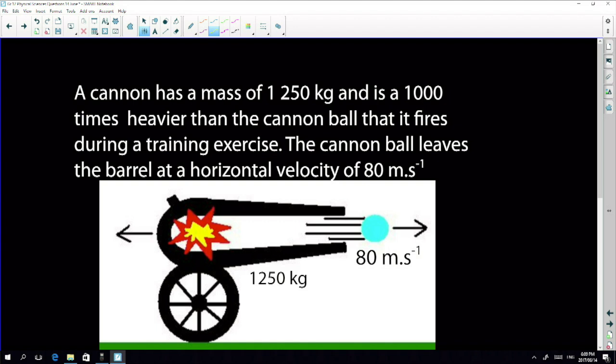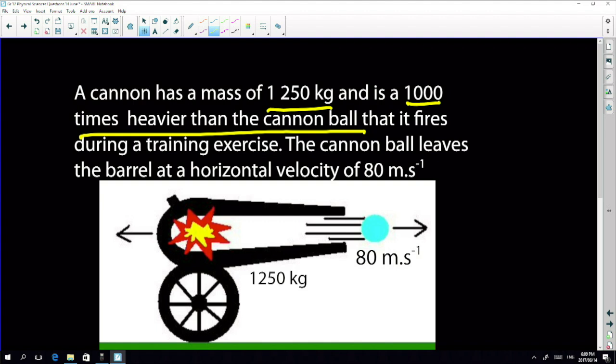Okay, so cannon. Love these questions because they tend to get quite violent, but let's not go there. There's only so many things we can ask you. So a cannon has a mass of 1,250 kilograms and is, now look here, 1,000 times heavier than the cannonball.